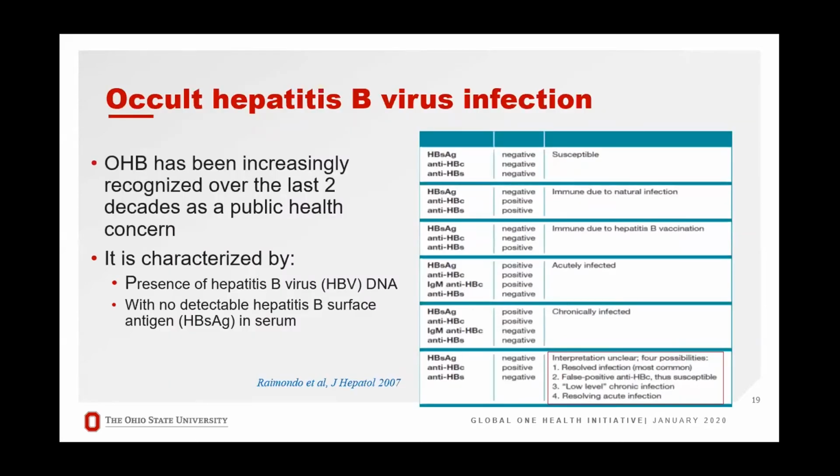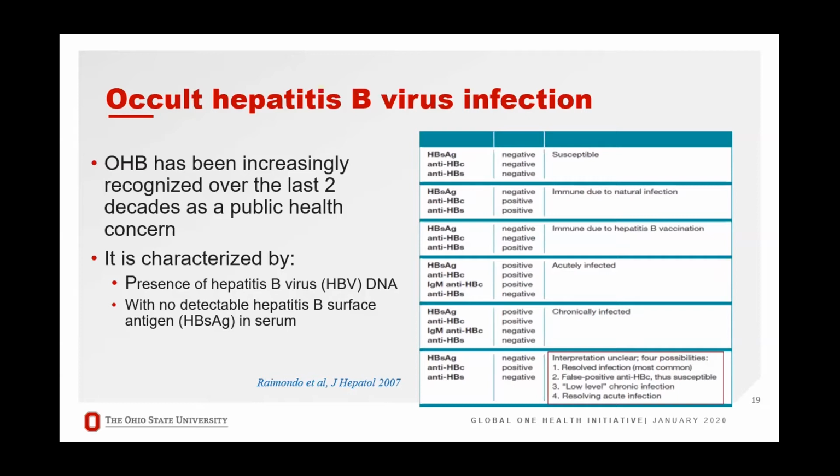So the other thing is occult hepatitis B virus infection. Occult hepatitis B virus has been increasingly recognized over the last 2 decades as a public health concern, and it is characterized by the presence of hepatitis B virus DNA in the absence of detectable hepatitis B surface antigen in serum.